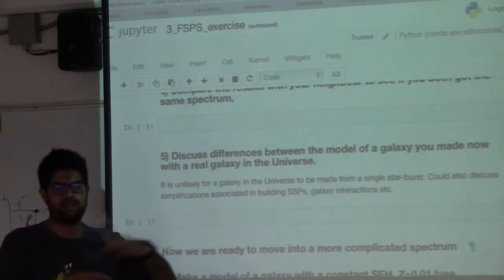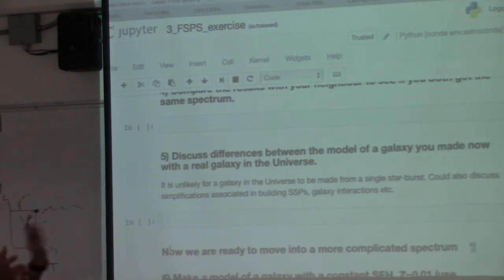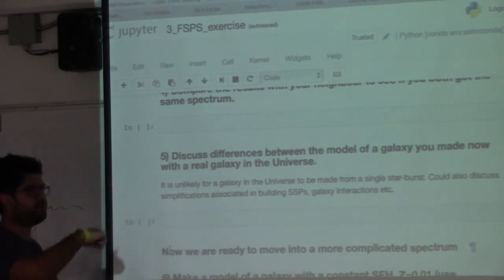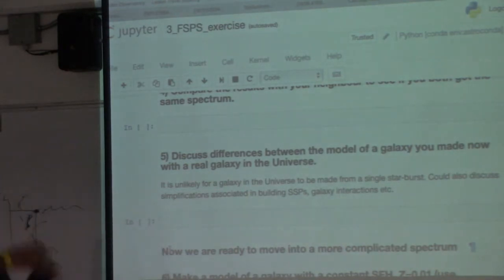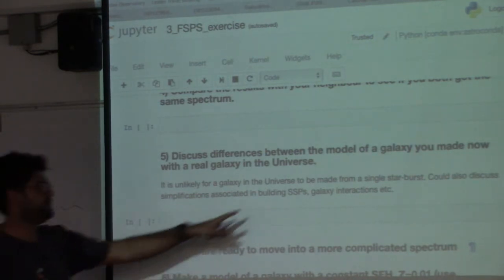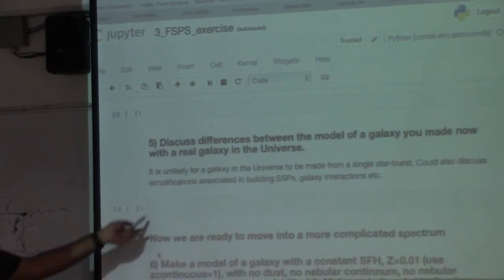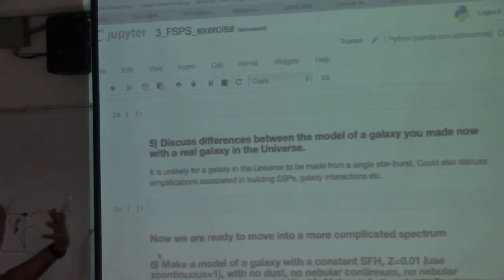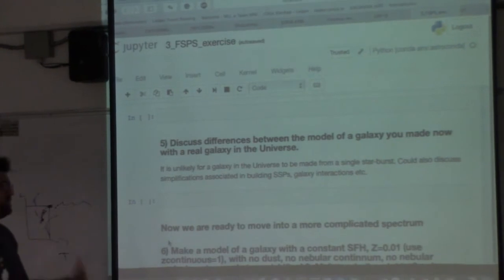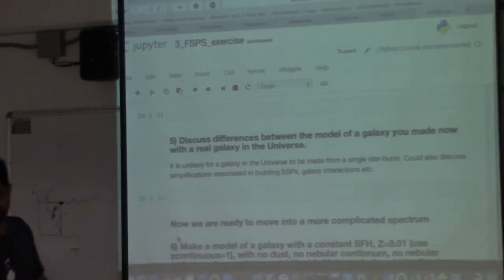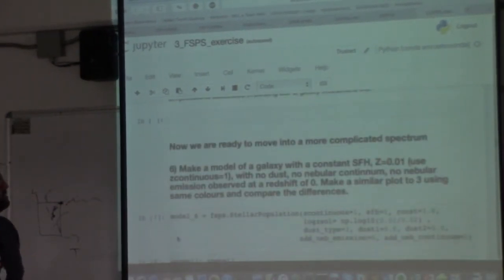Because in a normal galaxy you'll be forming stars in different ways, you have to consider this, and that is why we discussed yesterday that you go from a simple stellar population to a composite stellar population by combining these SSPs in different ways, and that is what we are doing next. And also, in a real galaxy, there are galaxy interactions and other things which are not considered as a whole anyway, so there are more complications.